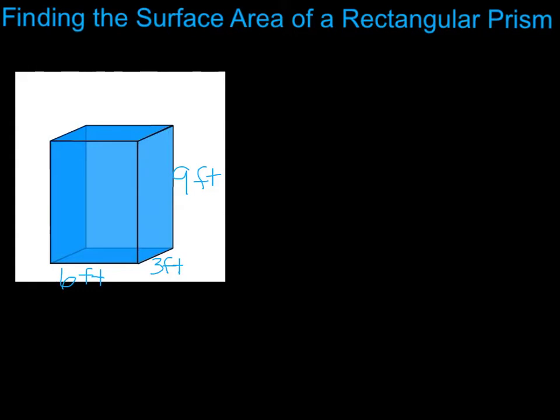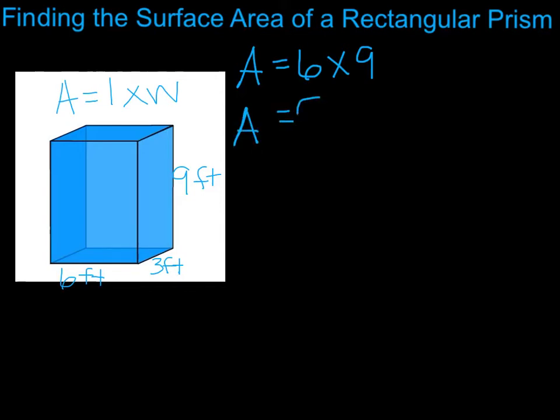We have done a lot of work with finding area. As a reminder, the formula for the area of a rectangle is A equals length times width. When looking at this figure, I am going to decide to find the area of this rectangle first. The dimensions of this rectangle are 6 feet wide by 9 feet long. My formula will look like this: A equals 6 times 9. Since I know that 6 times 9 is 54, my final area is 54 feet squared.